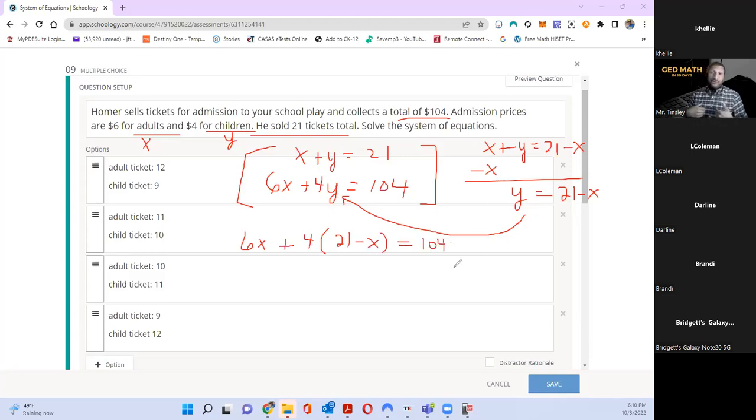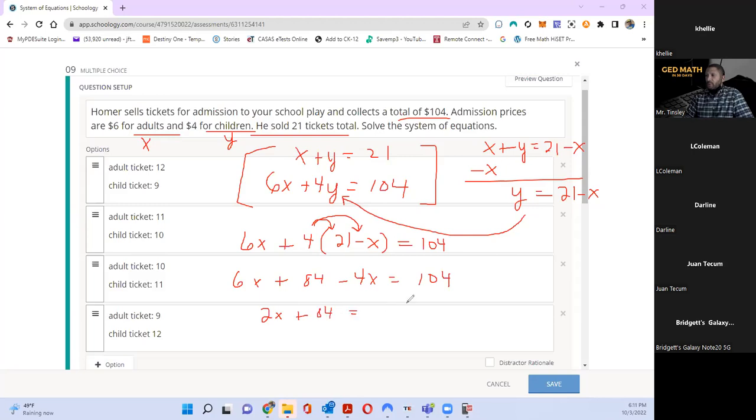Now, what you should be seeing right now is that this way is so much longer already. We've been on this problem 3 minutes, and we're not even close to finding the answer. This is why this is considered a difficult problem on your GED. So now we do the distributive property. 6x, 4 times 21 is 84, 4 times minus x is minus 4x, equals 104. We combine like terms: 6x minus 4x is 2x, plus 84.